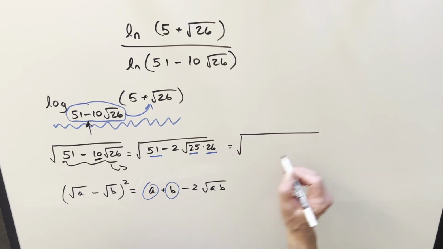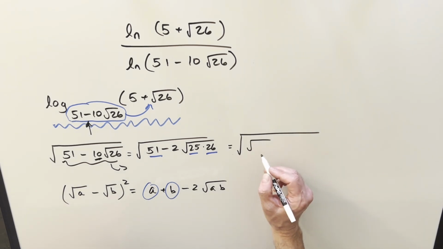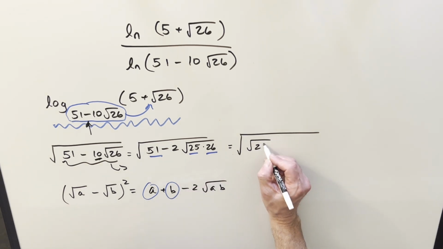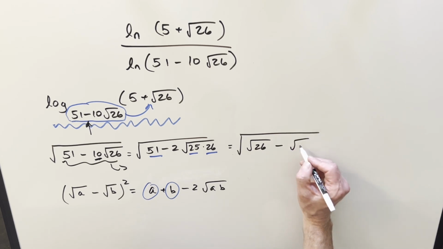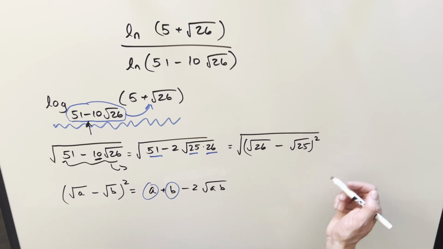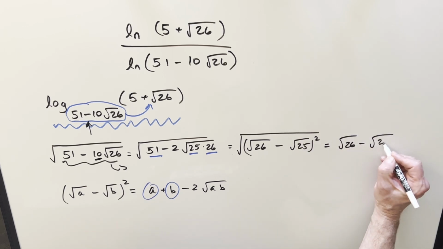Then from here, what I'll do is we'll put this into this form. So we'll call our a, we want it to be positive inside the radical, that's why I'm going to take the larger number. So we'll do it as square root 26 minus square root of 25, all squared. But inside the radical, this is going to be the same thing as square root of 26 minus square root of 25.